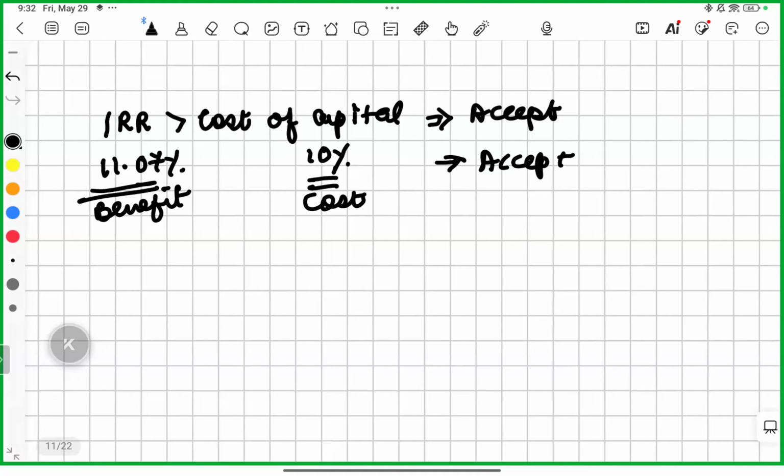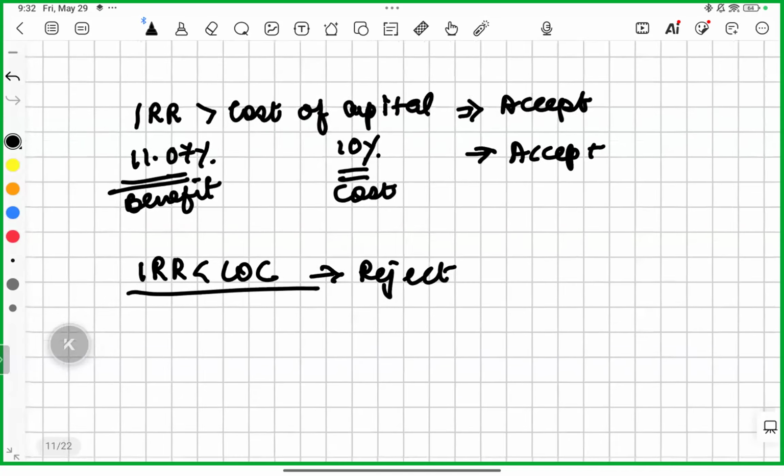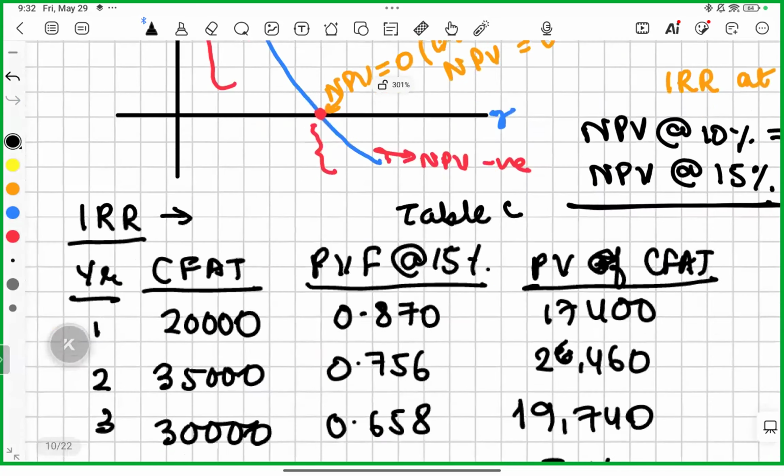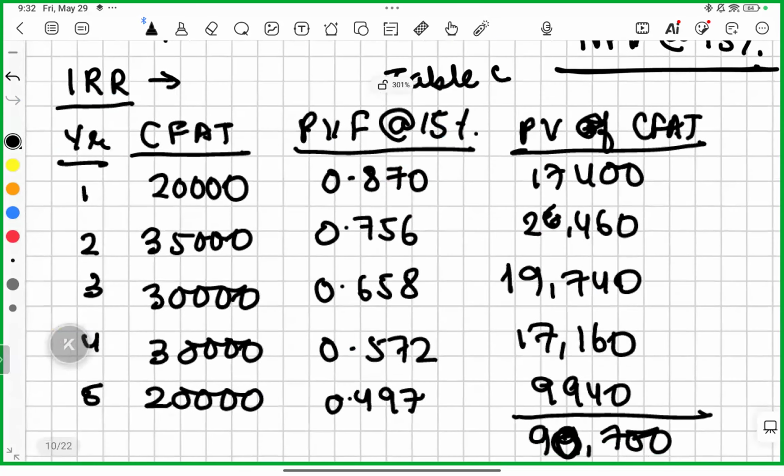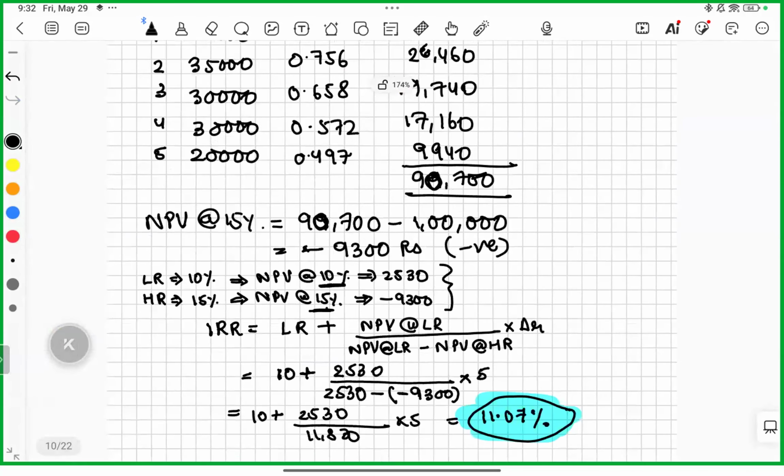In a hypothetical scenario where, let us say, your IRR is less than cost of capital, what will you do? You will reject. In this case, you will write down the conclusion. Since IRR, that is 11.07%, is greater than your cost of capital, that is 10%, the project should be accepted.